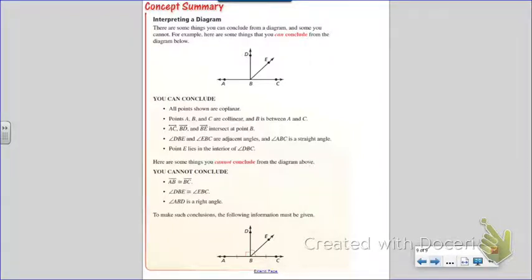The last thing is just some things for you to look over from the diagram, things that you can conclude and things that you cannot conclude from a picture based on the angle pair that's given. So just read over the last thing on here for the summary sheet.